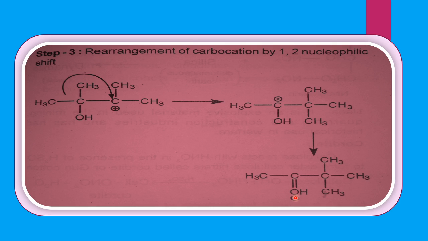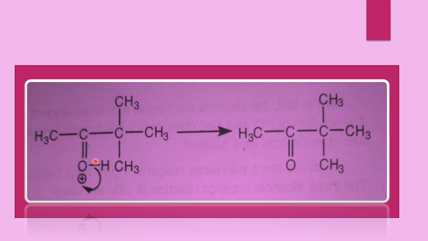Okay, in the last step, this hydrogen is removed and gives its electron. Here the neutralization happens on the oxygen. The positive charge is neutralized as the electron is given and this hydrogen is removed. This step is called the deprotonation of the protonated ketone to give pinacolone. Okay, here the last is the formation of the pinacolone product. You have to write CH3 C double bond O, CH3 C CH3 CH3.